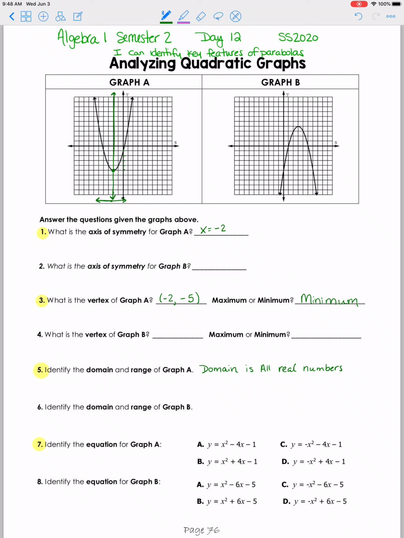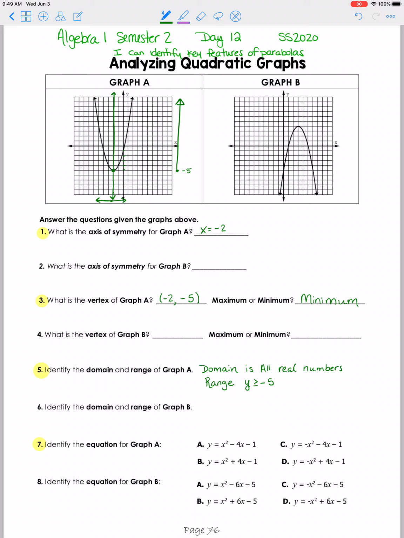Now our range has a lowest point because that's our minimum. So where y equals -5, that's going to be the lowest value, and since those arrows are going up, that means we can be anything that is greater than -5. So our range is y is greater than or equal to -5.